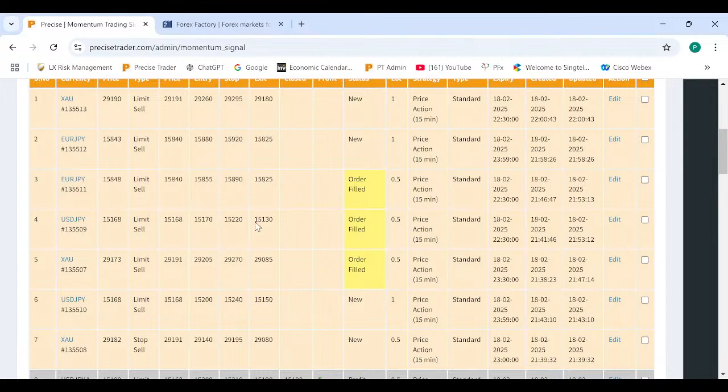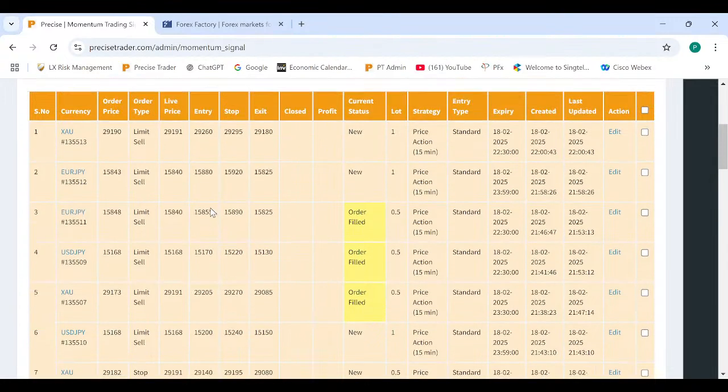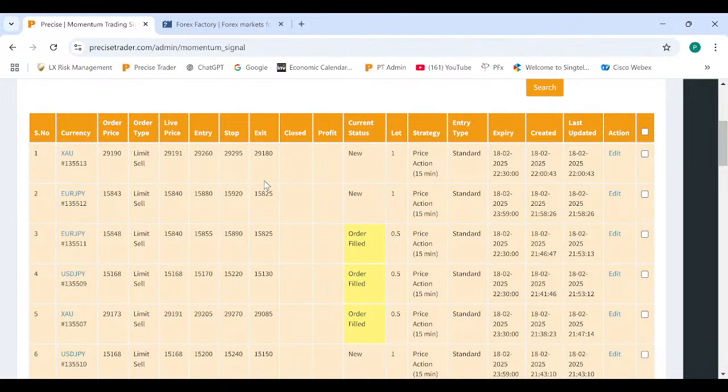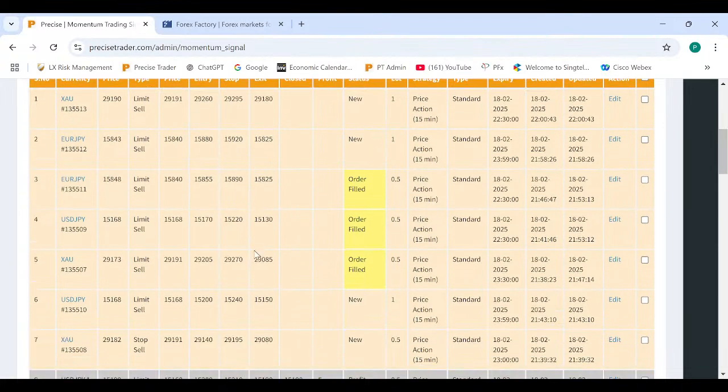We have 3 orders filled, and we also put a second entry for all the 3. And for gold, we also have an add-on entry, which is a stop sell only for gold and not for the others.